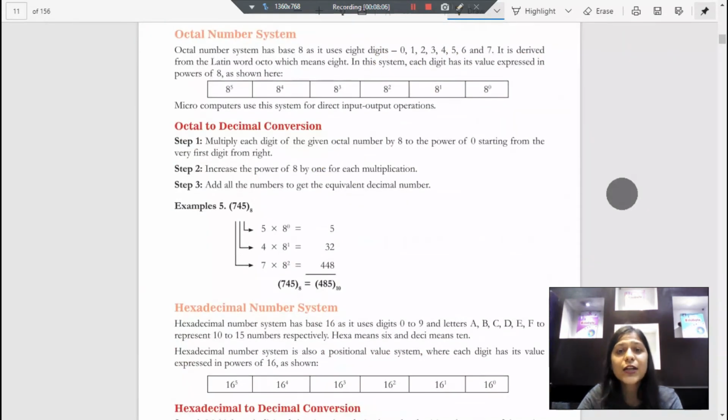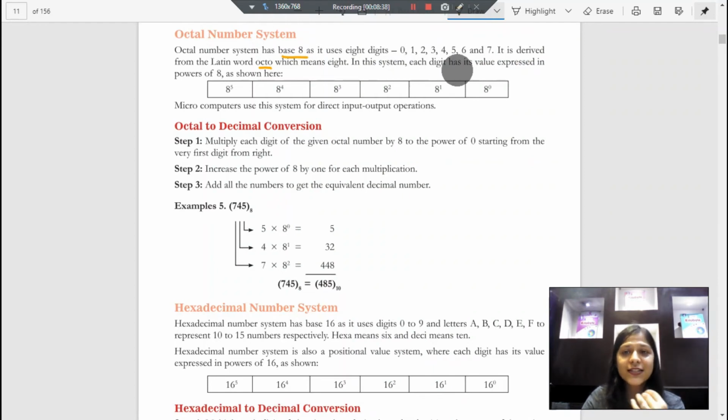Right, children? Now we will proceed to our next number system, which is octal. It has the base of 8, uses 8 digits: 0, 1, 2, 3, 4, 5, 6 and 7. It is derived from the Latin word octo, which means 8. I'm sure you are all aware of this, because in mathematics we also study octagon. And what is an octagon? A closed figure with 8 edges, right?